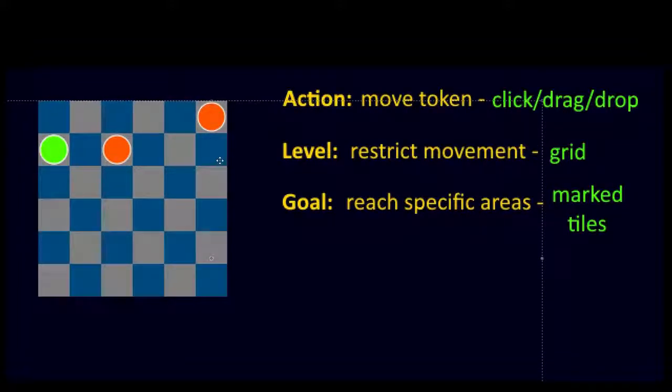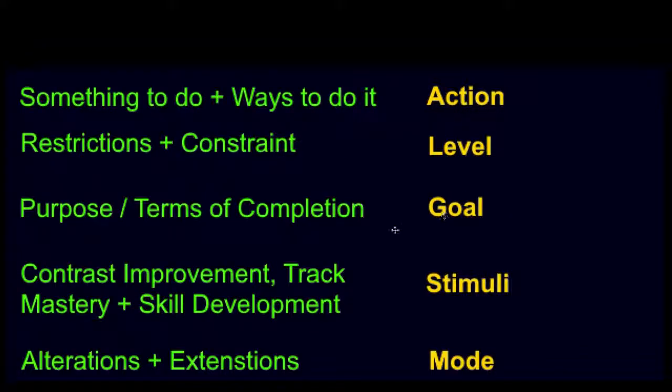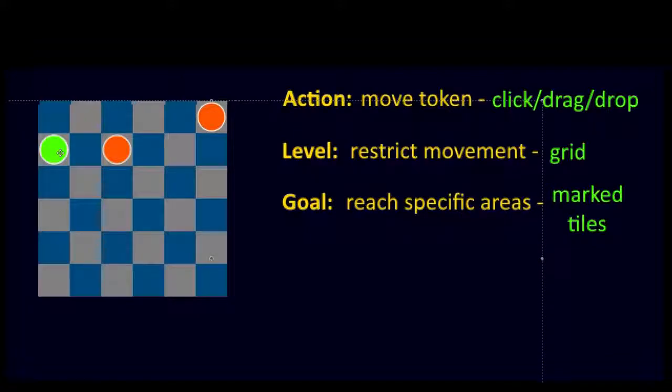That gives us something to do. We now have a purpose, and we know when we've landed on all of them, but it's awfully easy. We just click and drag and land on all three. It's not really a game. It's more of teaching a person how to use the mouse. So what comes after goal? Stimuli. Next, we're going to need to be able to contrast improvement and track mastery. As I just mentioned, this is really as simple as clicking and dragging onto each different spot. Almost anyone would only take 3 turns to be able to complete this level.